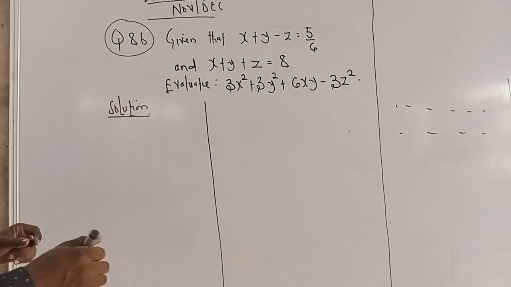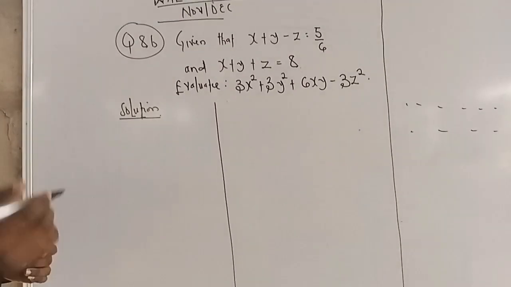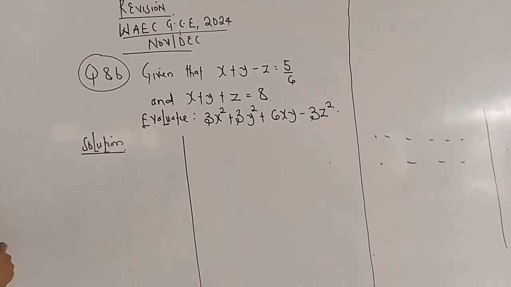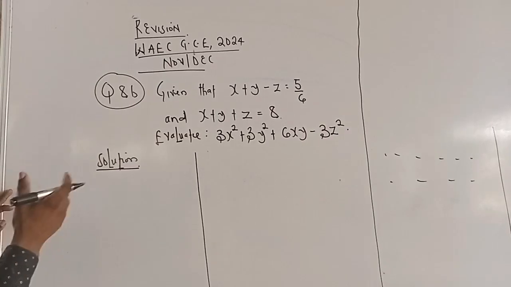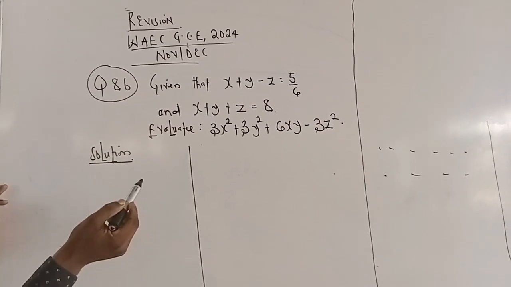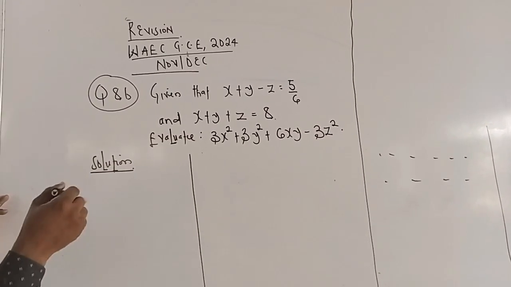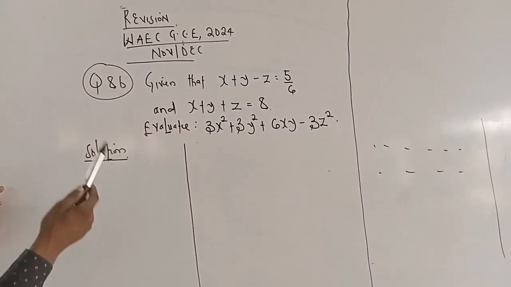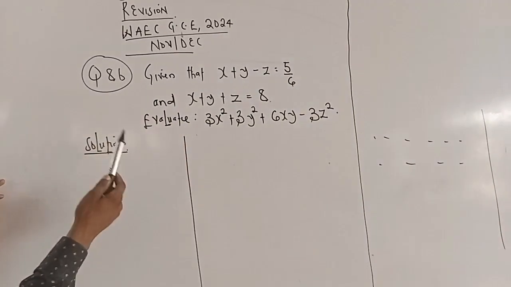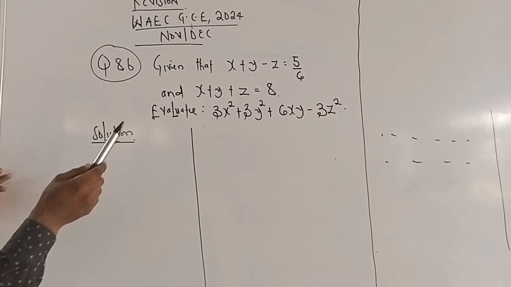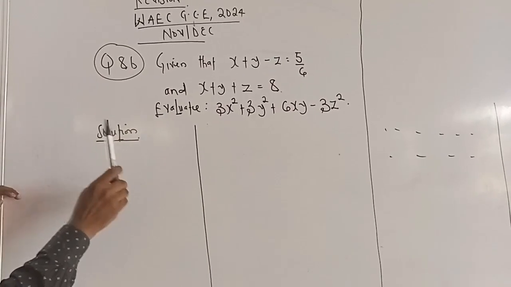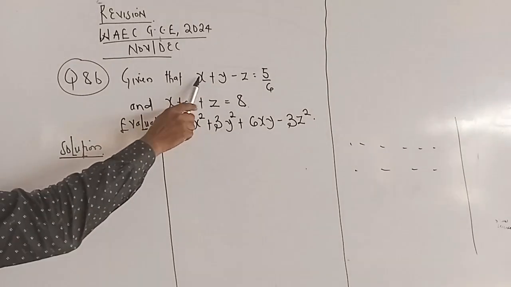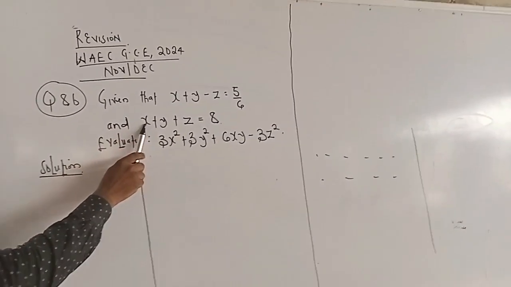Okay. And this is GC 2024 WIC, question number 8B. So what you have on the board is a simultaneous equation with three unknown variables, x, y, and z. For both equation 1 and equation 2, we are asked to evaluate 3x squared plus 3y squared plus 6xy minus 3z squared.